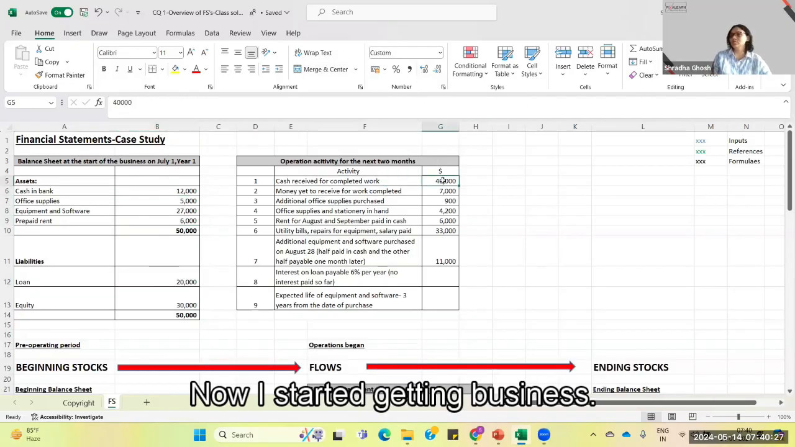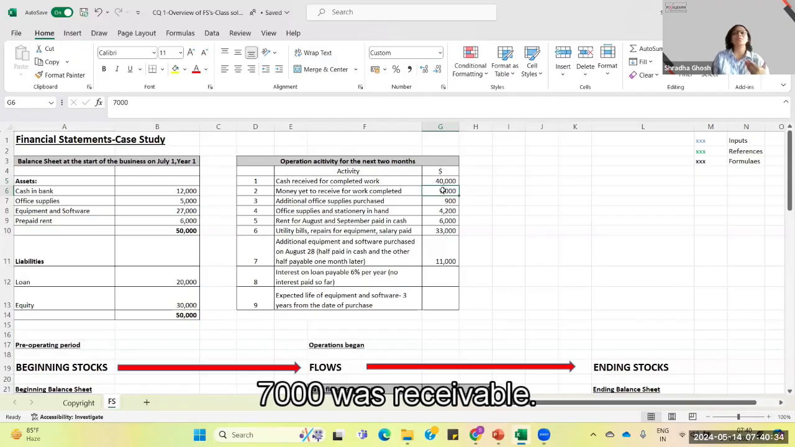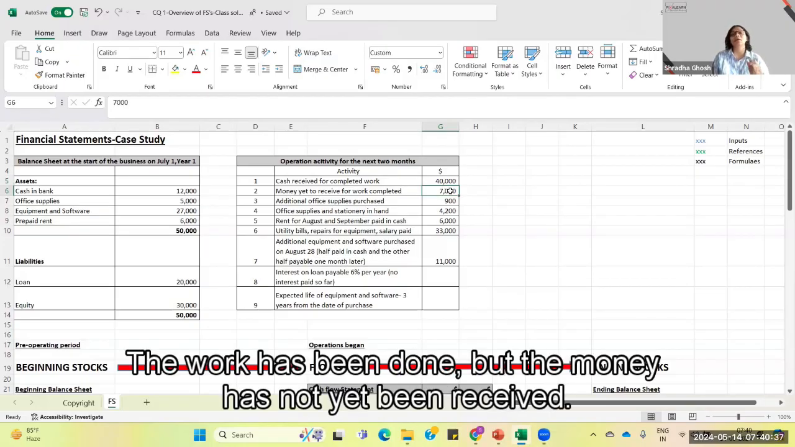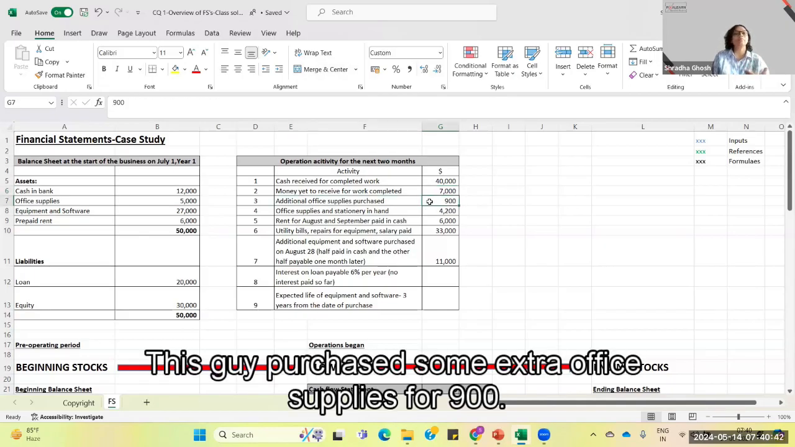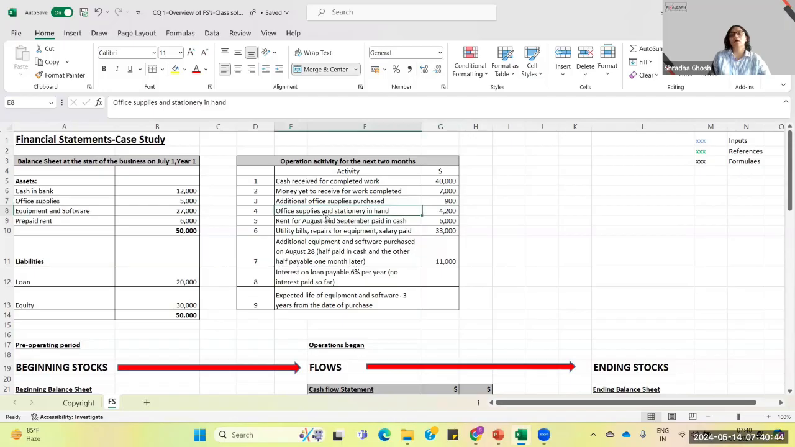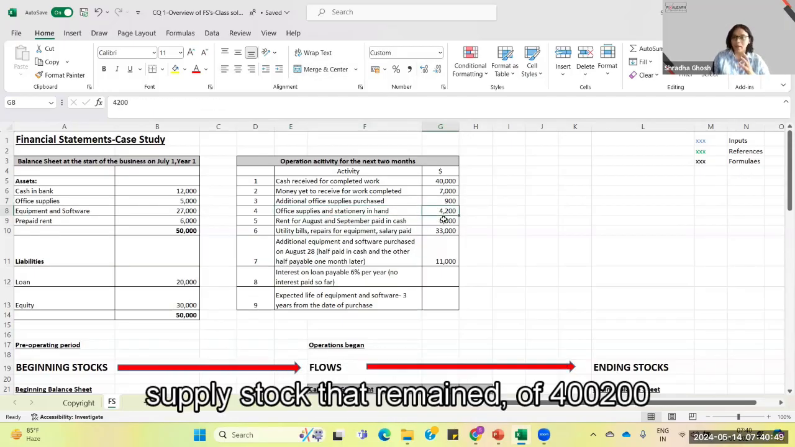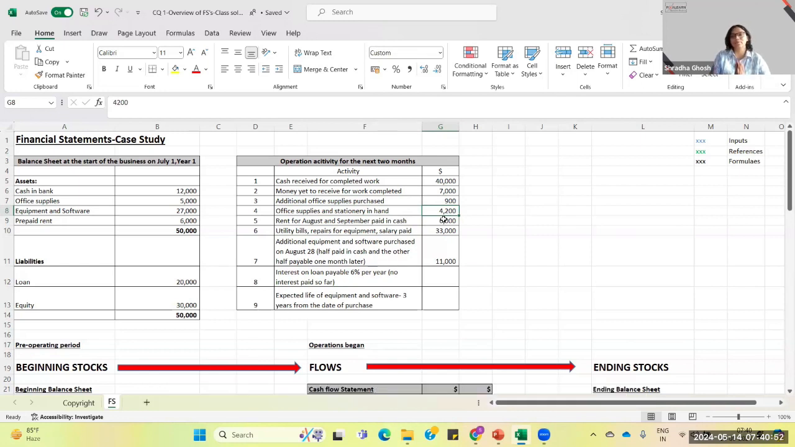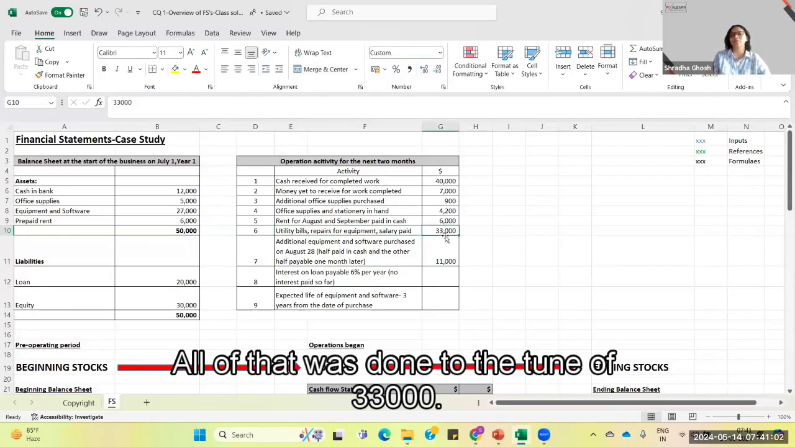Now it started getting business, and for the 2 months that this guy worked, $40,000 was actually received. 7,000 was receivable. The work has been done, but the money has not yet been received. This guy purchased some extra office supplies for 900. But I've also told you that at the end of the 2 months, there was a supply stock that remained of $4,200. During this year, salary, bills, electricity, repairs, and equipment were paid to the tune of 33,000.